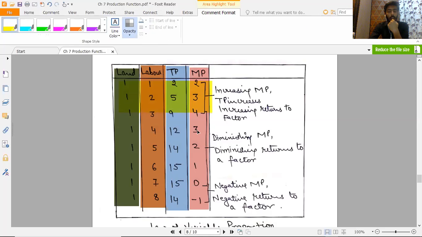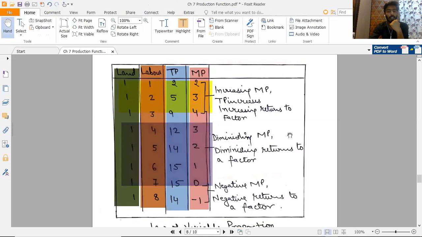After which, now MP starts declining from the 4th unit of labor, till the 7th, till MP gets 0. What is happening there? MP is diminishing, as a result of which TP is increasing, but at a diminishing rate. That means TP is increasing, but each time less than before. Like see here, from 9 to 12 it increased 3 units, 12 to 14 2 units, 14 to 15 1, 15 to 15 same, that is 0.